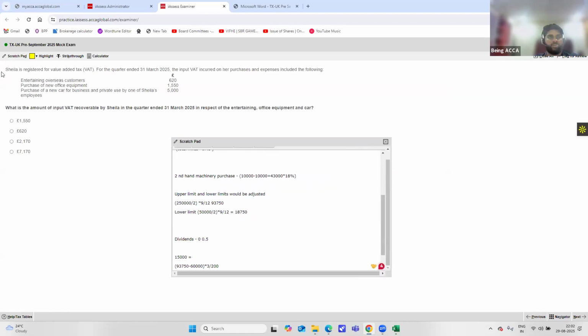Okay. So when we come to this question, Sheila is registered for VAT for the quarter ended 31st March 2025. The input VAT incurred on her purchases and expenses included the following. Entertaining overseas customers is 620, purchases of new office equipment is 1550, and purchase of new cars for business and private use by one of Sheila's employees. What is the amount of input VAT recoverable by Sheila in the quarter ended in respect of entertaining, office equipment and car?